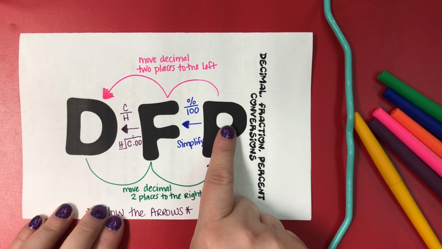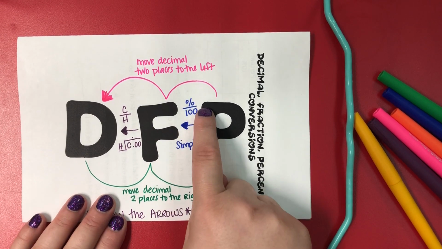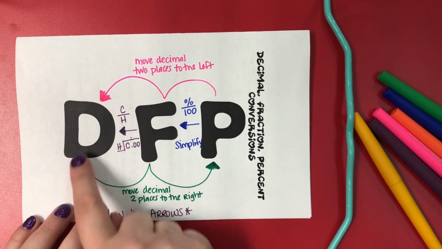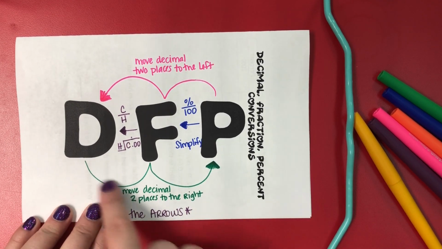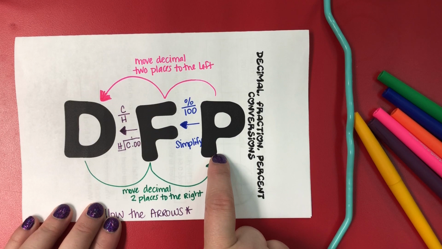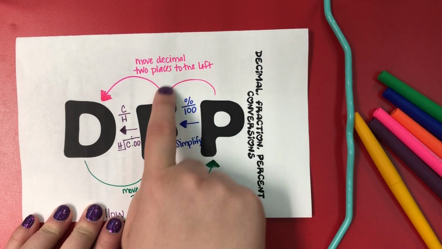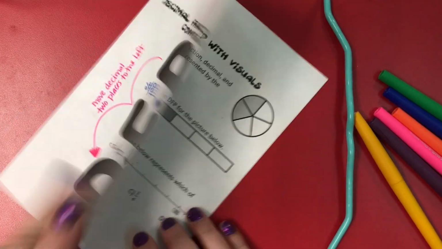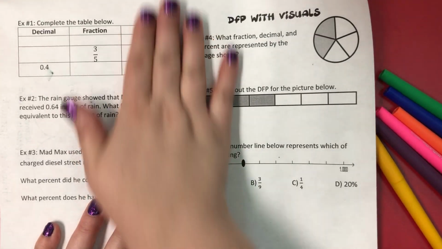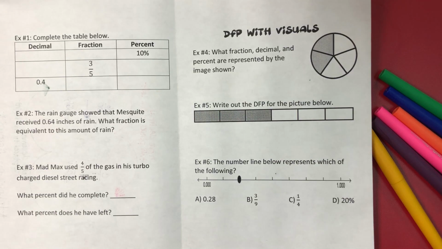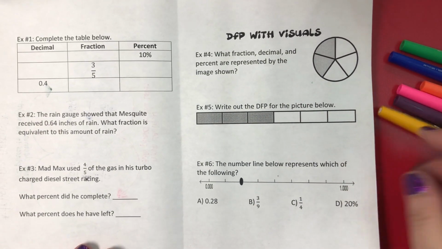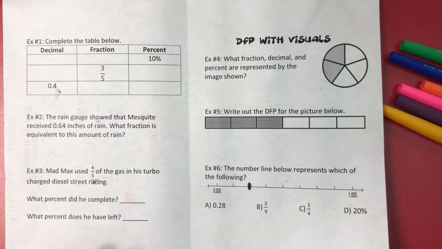If we go from a percent to a fraction, we're going to put percent over 100 and simplify. Remember, decimal to percent is 2 decimal places to the right, and percent to decimal is 2 decimal places to the left. We're going to use those rules to talk about decimal, fraction, and percent conversion with visuals. Our first question says, complete the table below.